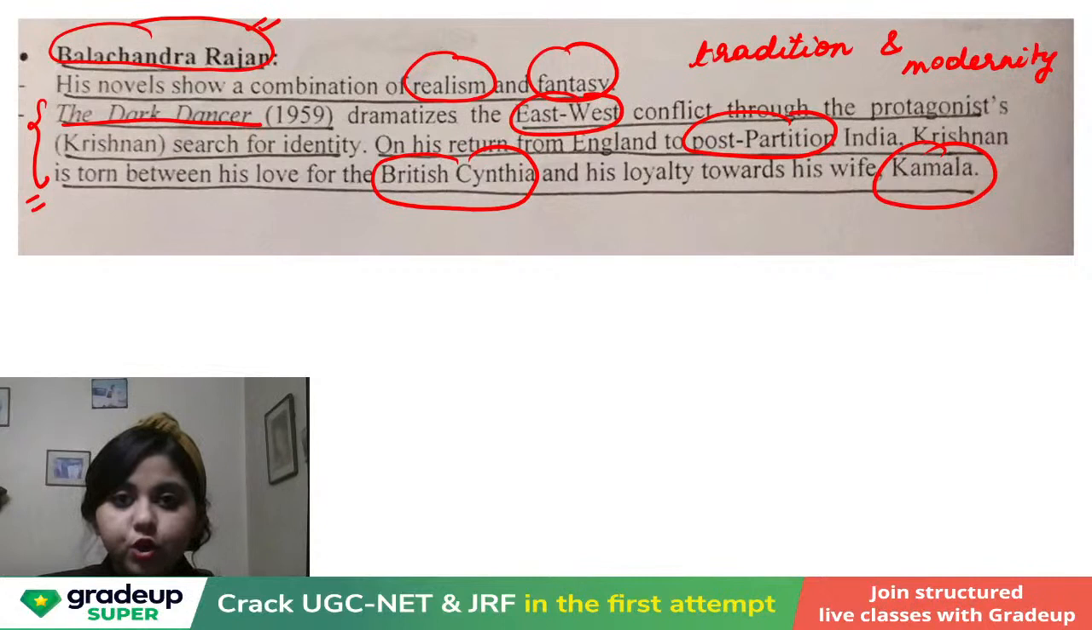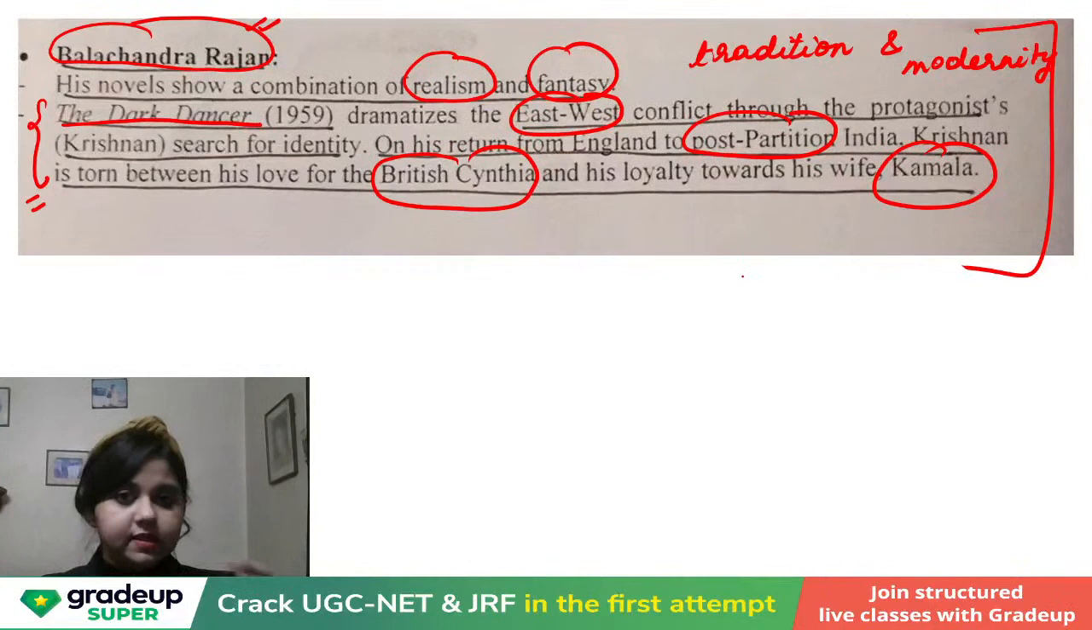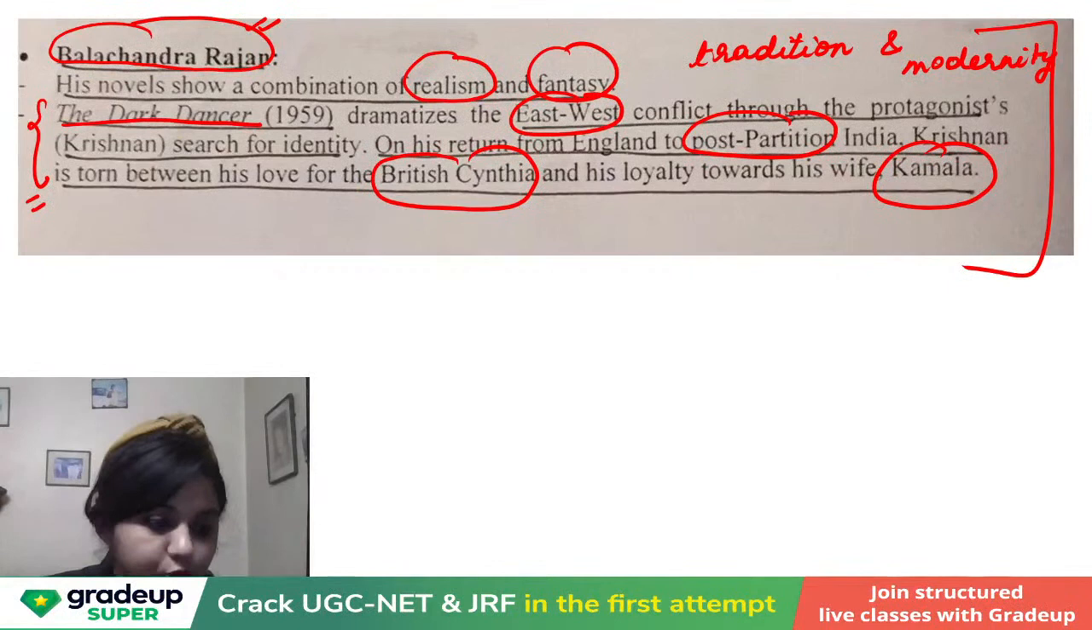Right. So that is essentially how we will be approaching each and every writer. This is like a prototype. We will have a writer. We will look at the most important theme of the writer. Then we will look at some works of the writer and summaries of certain important works. That is how we'll be looking at it. Okay.